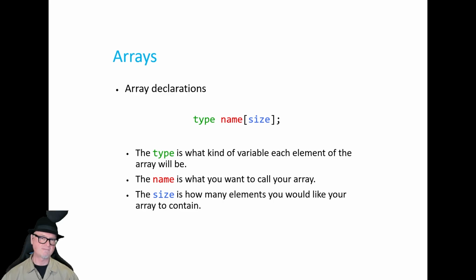The way we declare an array is we declare the type first with a type declaration. We set the name, and in square brackets we assign the size. We might declare an array like this outside of a main function, but to assign values, if we're going to hard code the values, they have to be inside of a main function. So the type is what kind of variable each element in the array will be. The name is what you want to call it. The size is how many elements.